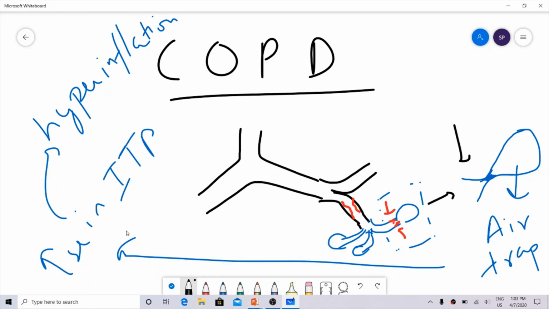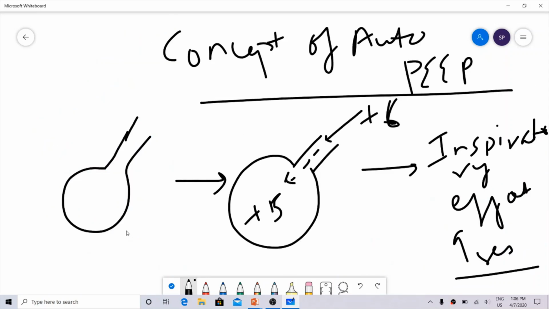Since there is air trapping, that means there is some pressure present in the alveoli, because there is some air. Let's say this is an alveolus and let's consider it as a balloon. If you are trying to push air into a balloon when there is no air, the first push is easy because the pressure inside is zero. Whatever pressure you give, it goes in very fast.